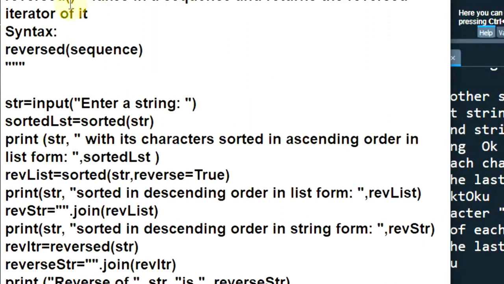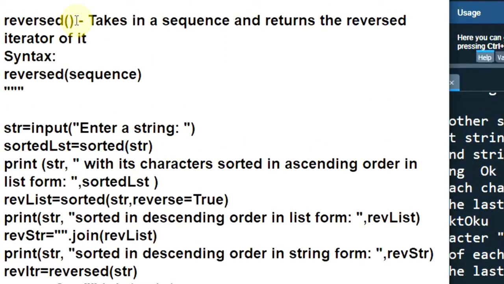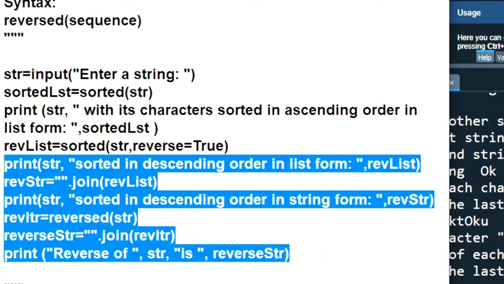And what is the reverse method doing? It will not sort in ascending or descending order. It will simply reverse the string and return it in the form of an iterator. How to convert that iterator into a string format? Through the join method. We'll see how. See, this is the program for this. I'll just copy it first.